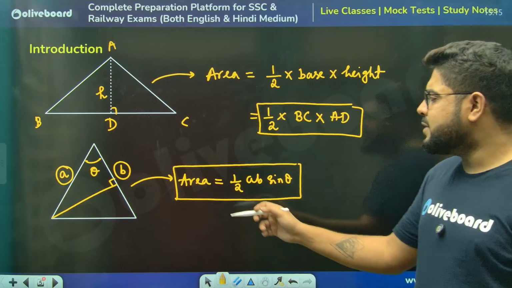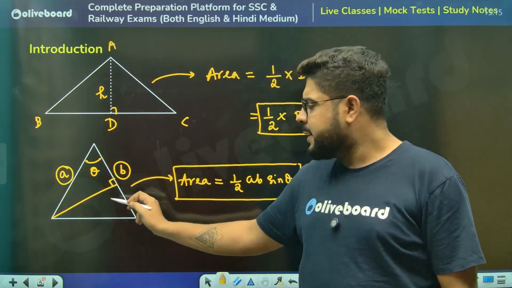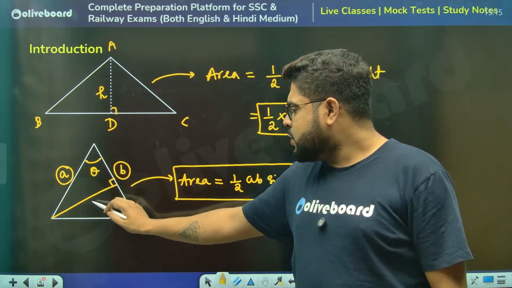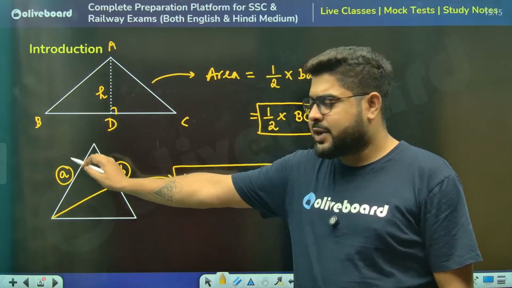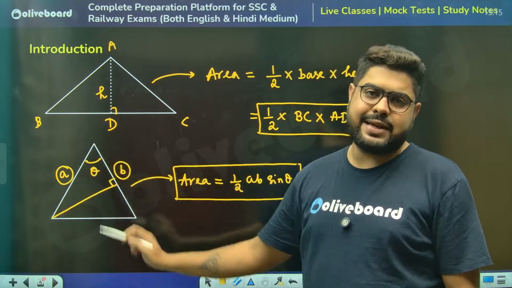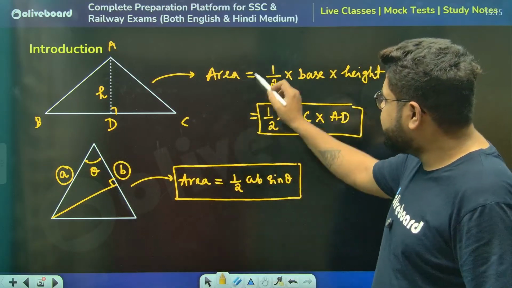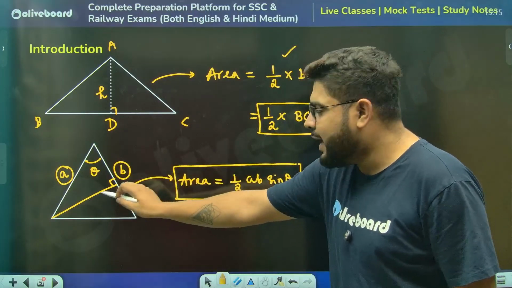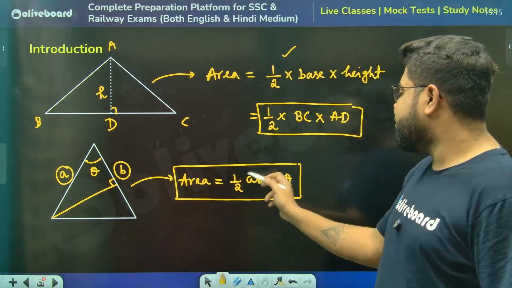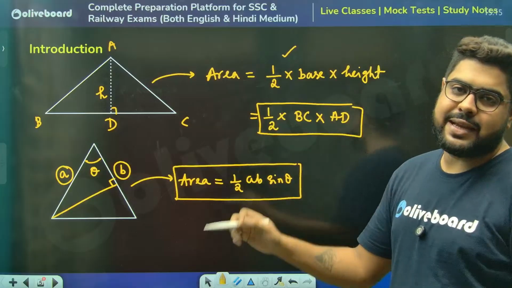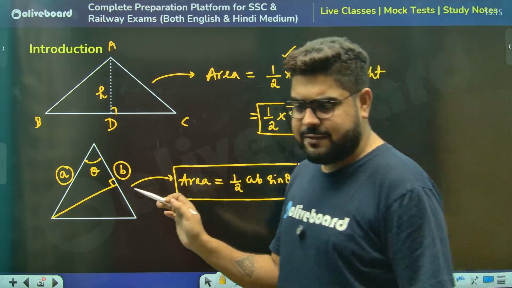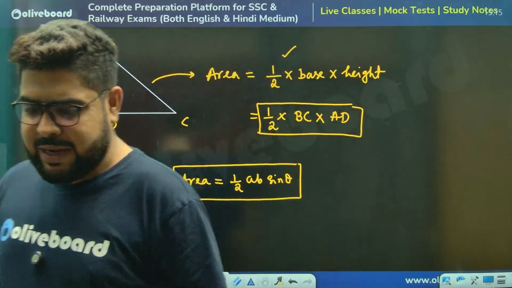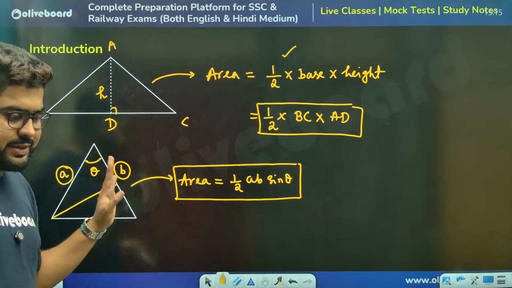Now, why does that happen? You can simply say this is 90 degrees. So if this angle is theta, then height by A is equal to sine theta. So height equals A sine theta. Then we do half into base into height. Half into base, which is B, into height, which is A sine theta, so half into B into A sine theta means half AB sine theta. Very simple logic. Nothing extravagant over here.